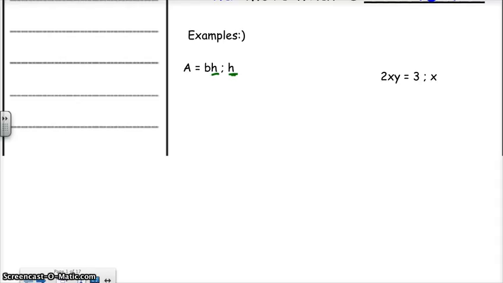So I need to move that B. Well, this is saying base times height. What's the inverse of times? Divide. So I'm going to divide this side by B. If I divide the right side by B, I better divide the left side by B. Now I get H is equal to A over B, because that canceled out. I have my variable by itself that I wanted, so I'm done.